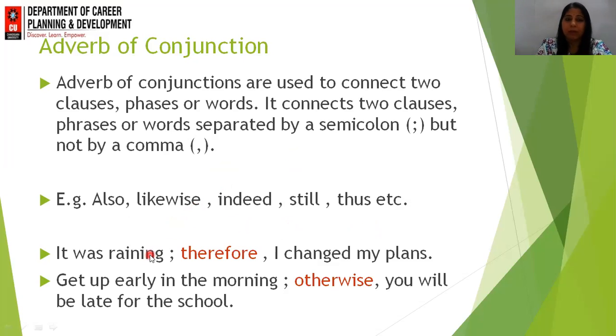These are its examples. Here are a few sentences that can make us understand this concept better. It was raining; therefore I changed my plan. Now here, therefore can be said to be an adverb of reason, but because we have used a semicolon over here, we will say that it's an adverb of conjunction. Get up early in the morning; otherwise you will be late for school. Again, using a semicolon, breaking the sentence into two parts and joining them with the conjunction otherwise makes it an adverb of conjunction.